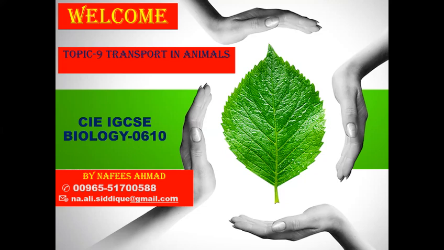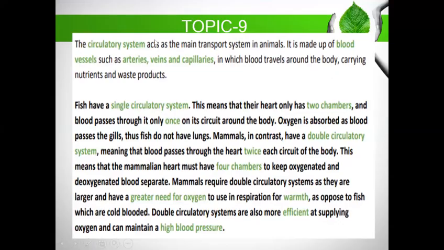Now come to the first slide. See here, the circulatory system acts as the main transport system in animals. It is made up of blood vessels such as arteries, veins, and capillaries, in which the blood travels around the body, carrying nutrients and waste products. Fish have a single circuit circulatory system. This means that their heart has only two chambers and the blood passes through it only once on its circuit around the body. Oxygen is absorbed as the blood passes the gills.